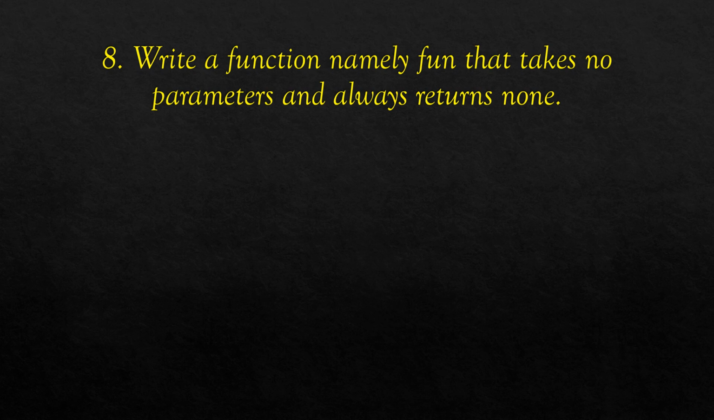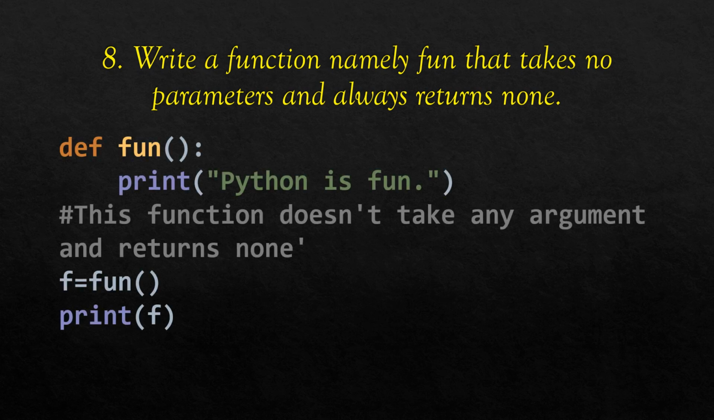Now write a function, namely fun, that takes no parameters and always returns none. So we have defined a function def fun. Within that we have just written a print statement. That's it. And here the function does not take any argument and returns none because there is no return statement in this function. So if you just try to call the function fun and store it in a variable f, then you can see that the value of f is none.